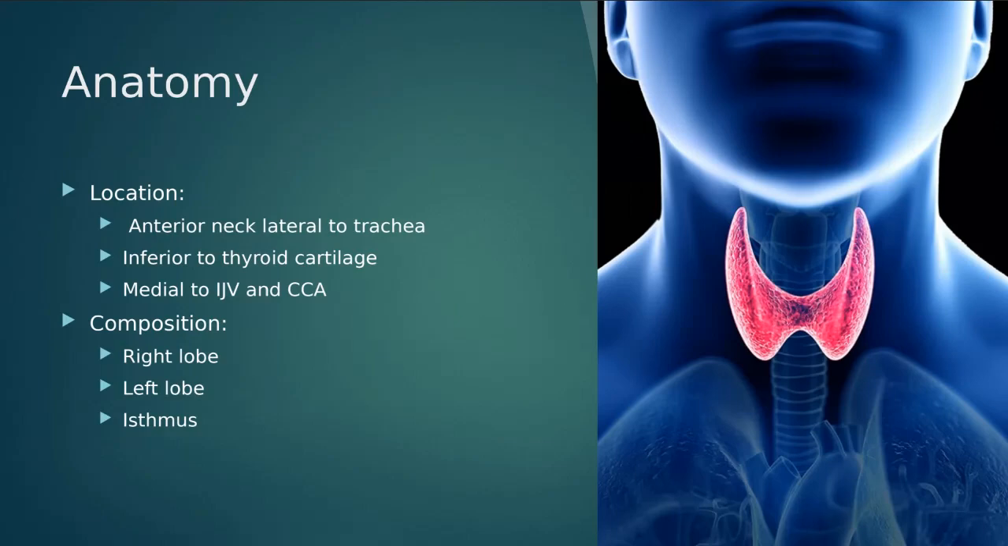The thyroid in particular is going to vary quite a bit between patients. We see a lot of abnormalities. We see a lot of pathology when it comes to the thyroid. So it's really important for us to learn what is normal in terms of function and in terms of appearance. So the location of the standard thyroid is going to be in the anterior neck. It's going to be slightly lateral to the trachea.